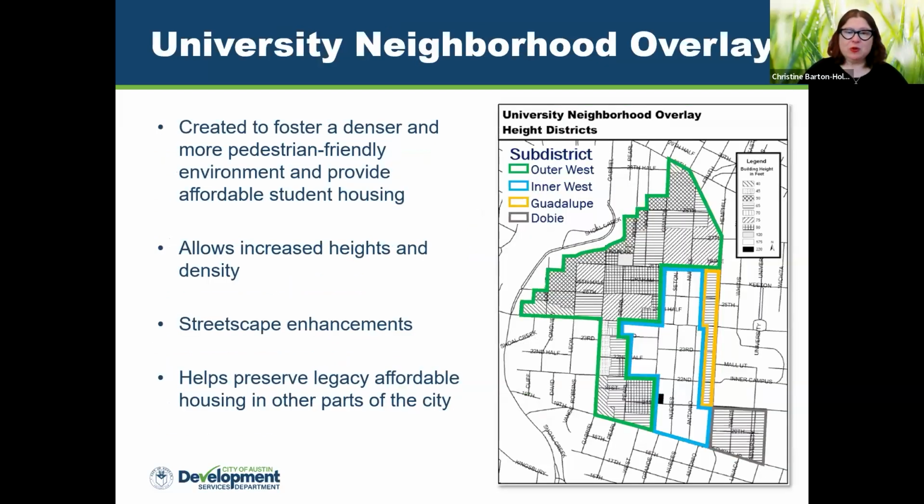The University Neighborhood Overlay, or UNO, is, of course, near campus, and it's also designed to foster a denser and more pedestrian-friendly environment and also provide affordable student housing. As anyone who's driven near campus in the last few years has noticed, it allows for increased heights and density. We have some pretty tall apartment buildings going up over there. It also requires some streetscape enhancements because so many people walk.